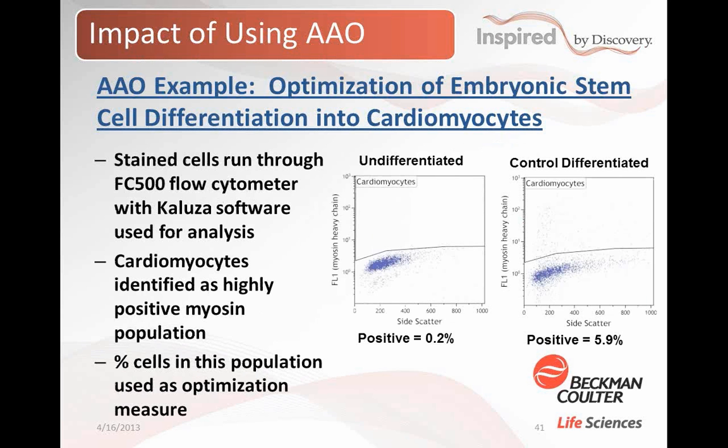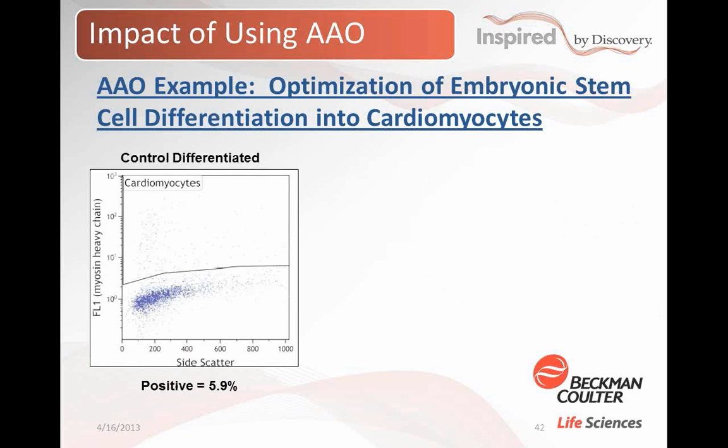So when we run those stained cells through the FC500 flow cytometer and then analyze them with our Kaluza software, we can see that the undifferentiated cells are all below the gate. And on the other side, you can see that only a few, around 6% of the cells, are showing above the gate. And that's okay. That's not a bad result, but it's not what we were looking for. So our scientist set that percentage of positive cells as his measurement for this optimization.